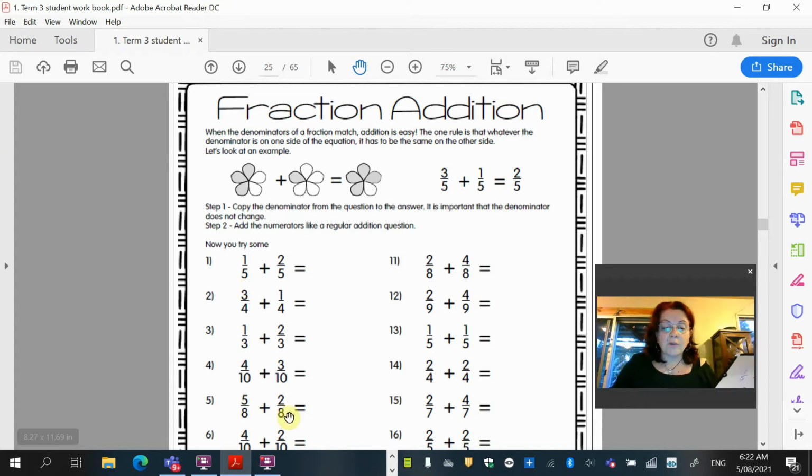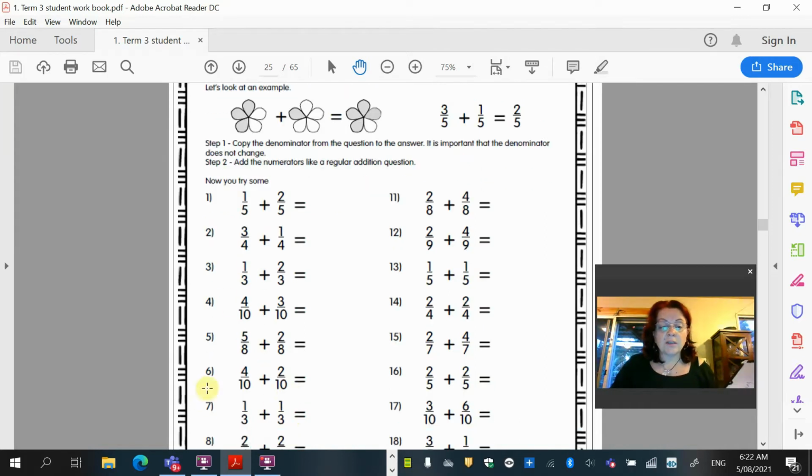Look out for anything that needs simplifying, like in question 6. So when you add 4 and 2, that's 6 over 10. So make sure you don't leave it as 6 over 10. What top and bottom number are both divided by? It's 2, so you divide them by 2. And you keep going until the fraction is the smallest you can make it.